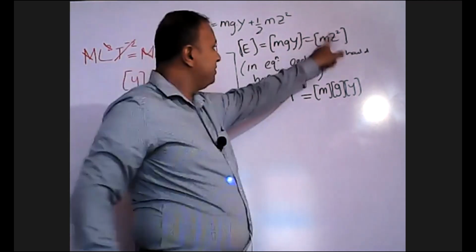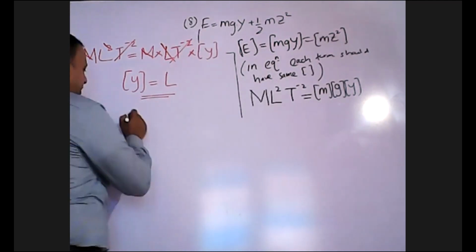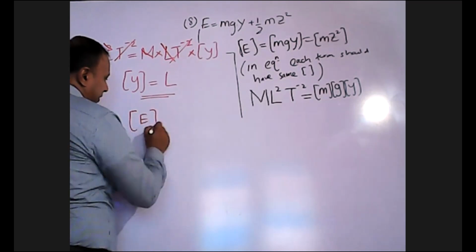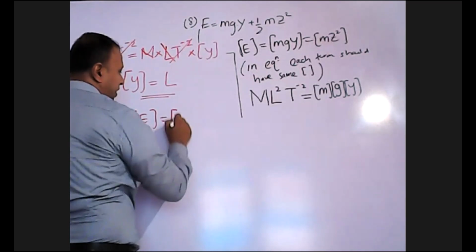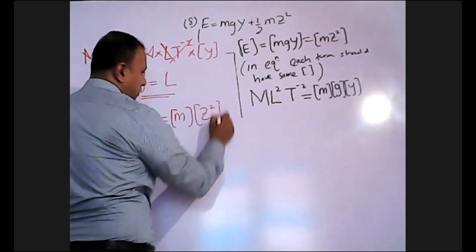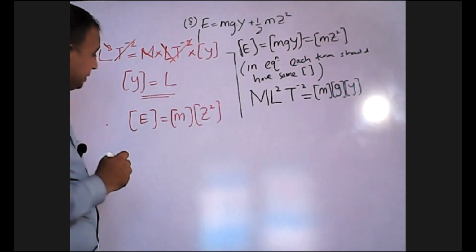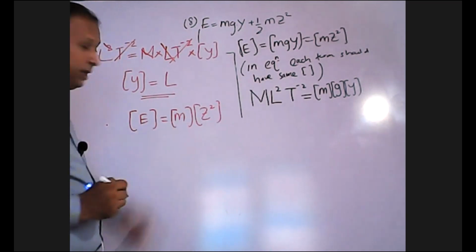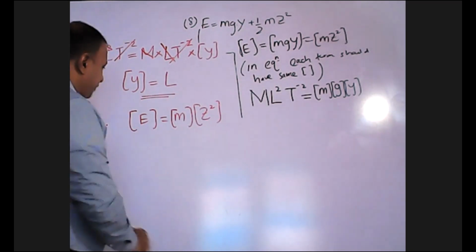Then this one, E = mz². Then the dimension of E is equal to this one, the dimension of M into the dimension of Z squared. Then you can substitute the dimensions of E and M here and find the dimension of Z.